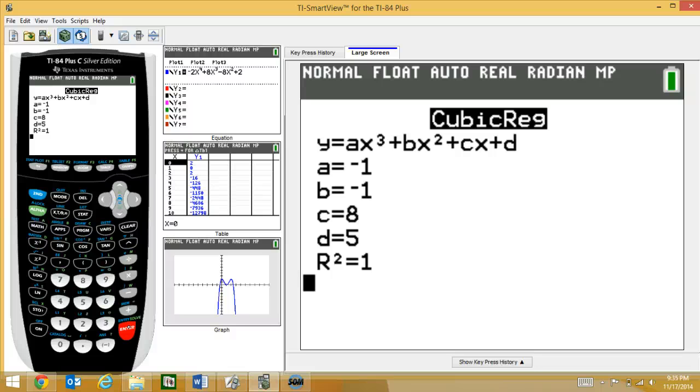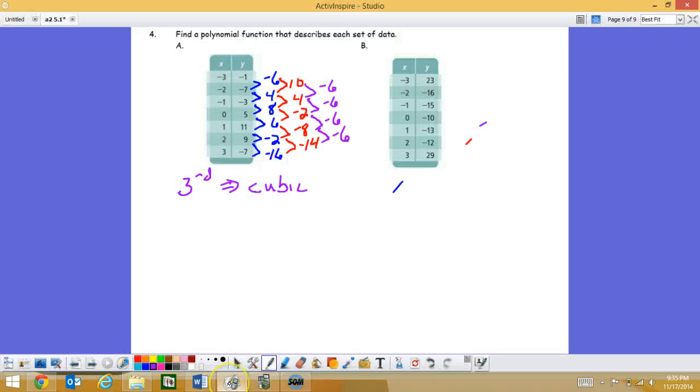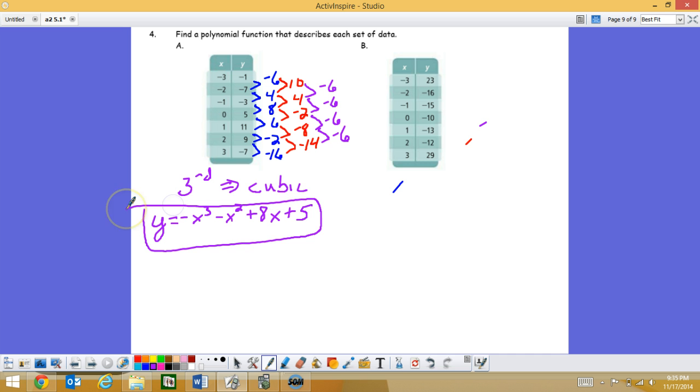So our equation that describes that data is y equals -1x cubed minus 1x squared plus 8x plus 5. That is the polynomial that describes that data.